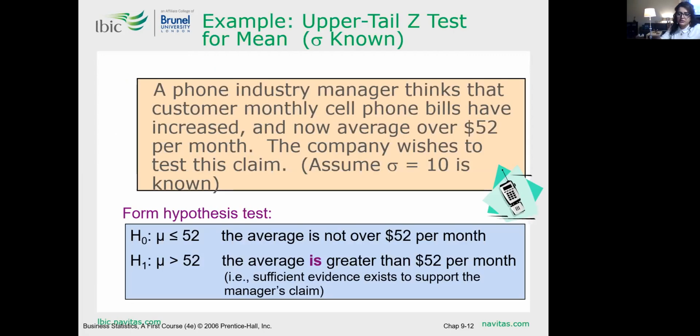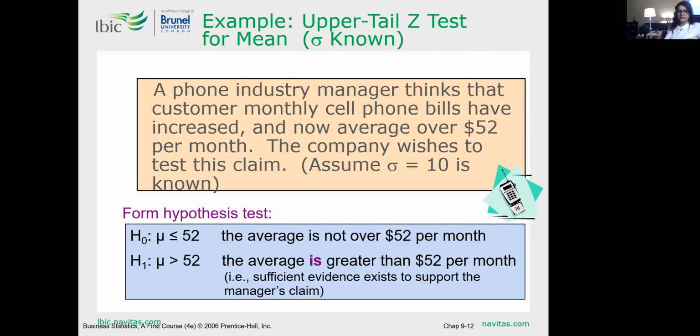So here you can see the upper tail z-test when alpha is known. There is another example; if you want, you can look at that. A phone industry manager thinks that the customer monthly cell phone bill has increased and now averages over $52 per month. The company wishes to test this claim. Assume the standard deviation is equal to 10 and is known.